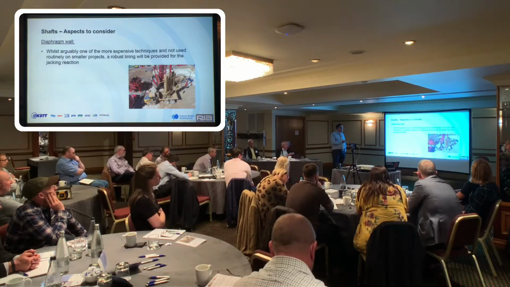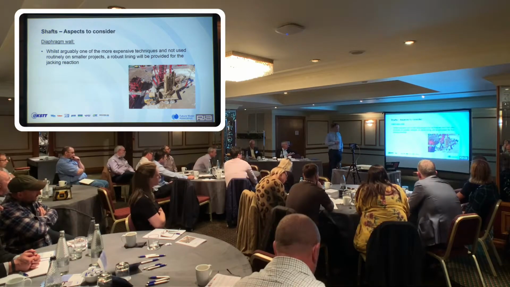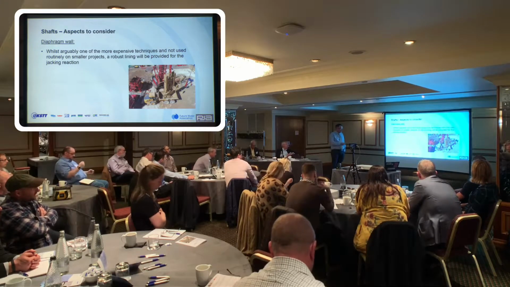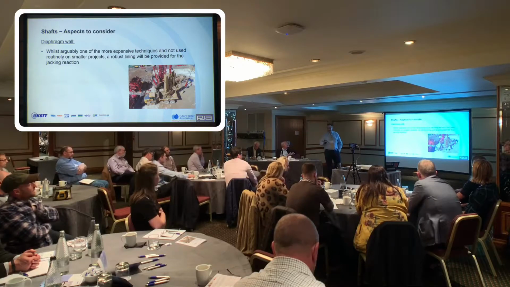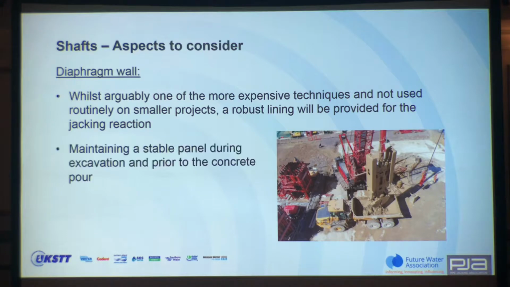I mentioned D-walls. I've just said there, maybe fair, maybe not, but whilst it's one of the more expensive techniques and it's not routinely used on smaller projects, as I say, I think that's fair, it gives you a really robust lining. These things are typically probably 0.8 to 1.4 is maybe fair to say a typical range. This is a shaft being dug, and you can see this is the grab. So this was 1.2, so the grab stands at about 8 metres tall, something like that. So very large equipment that's needed.